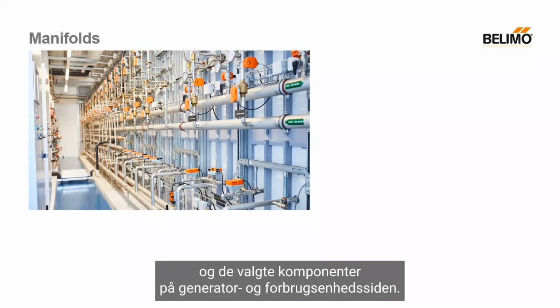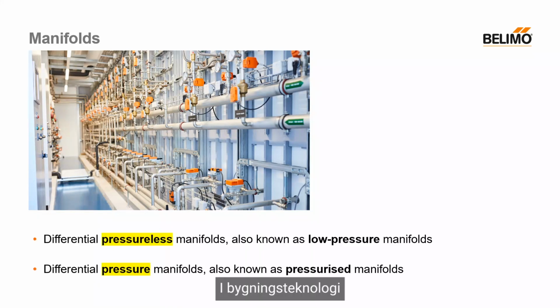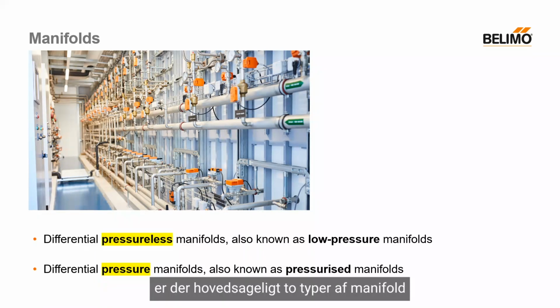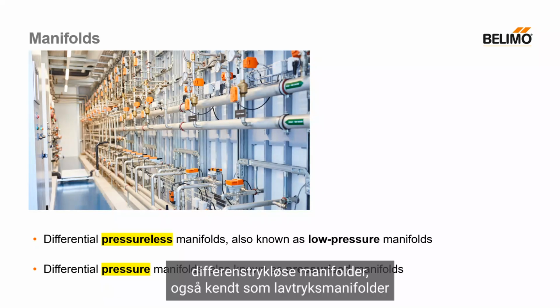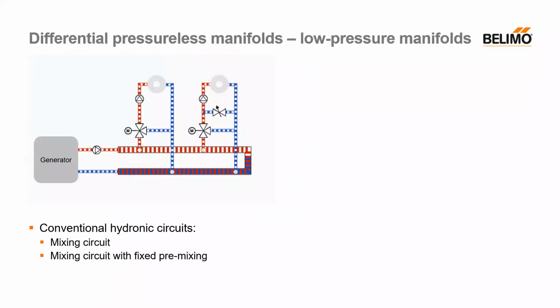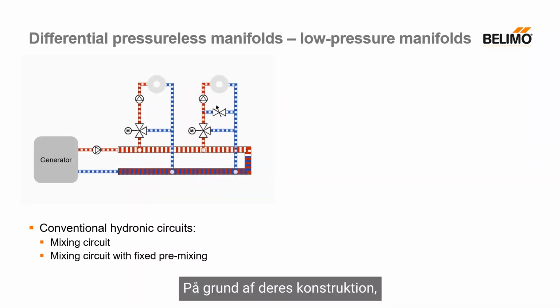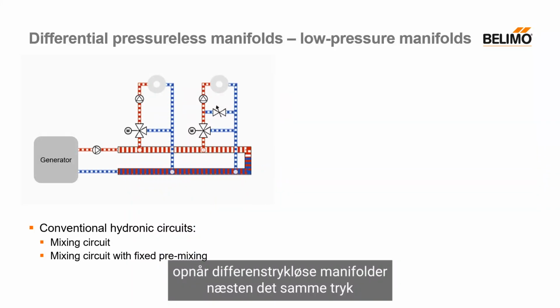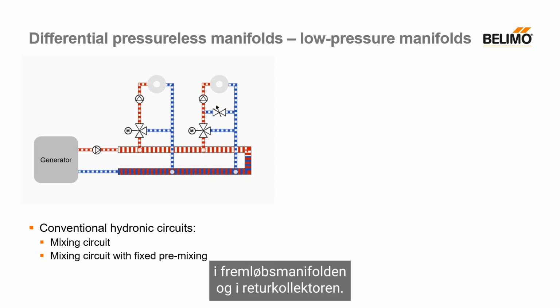The selection of the suitable system will depend on the requirements and the selected components on the generator and consumer sides. In building technology, there are essentially 2 types of manifold: differential pressureless manifolds, also known as low-pressure manifolds, and differential pressure manifolds, also known as pressurized manifolds. Due to their construction, differential pressureless manifolds achieve almost the same pressure in the flow manifold and in the return collector.